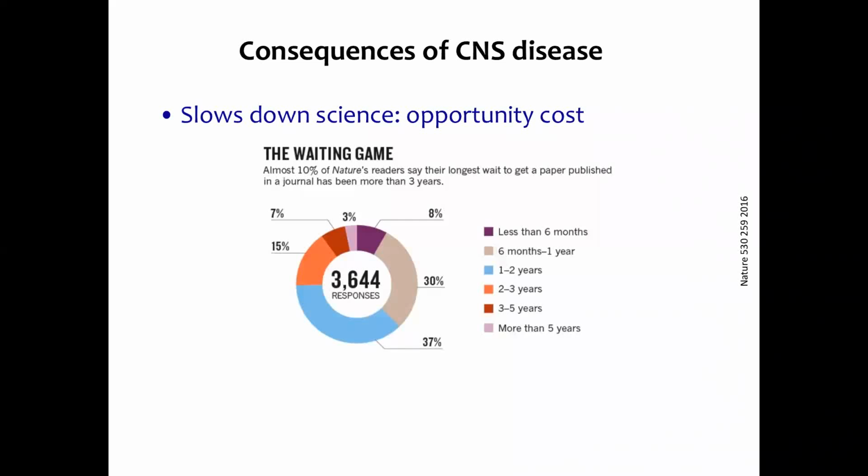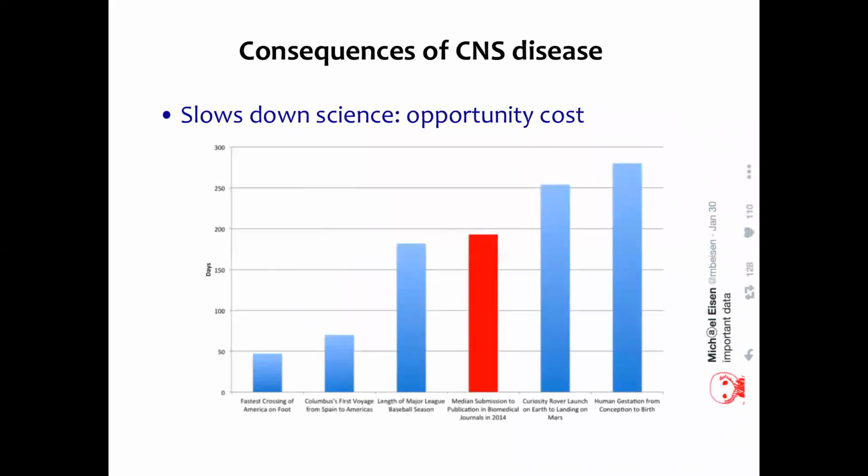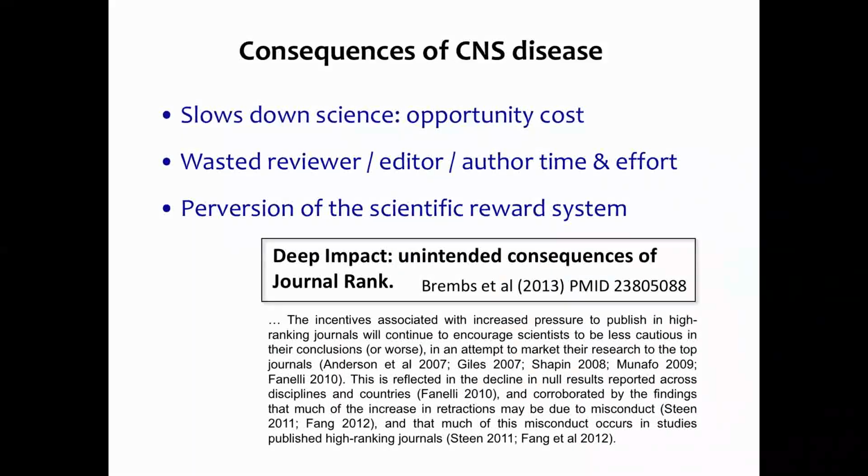And I particularly like this formulation of the problem from my friend Mike Eisen. Here's how long it takes the median submission for publication in biomedical journals, which is about as long as the length of a major baseball season. It's 4 times as long as it takes to cross North America on foot. It's just a little less than it took Curiosity to go from Earth to Mars. And not much less than human gestation from conception to birth, where there's a lot going on that isn't happening in publication. Okay, so there's a real opportunity cost to the fact that this system slows down science.